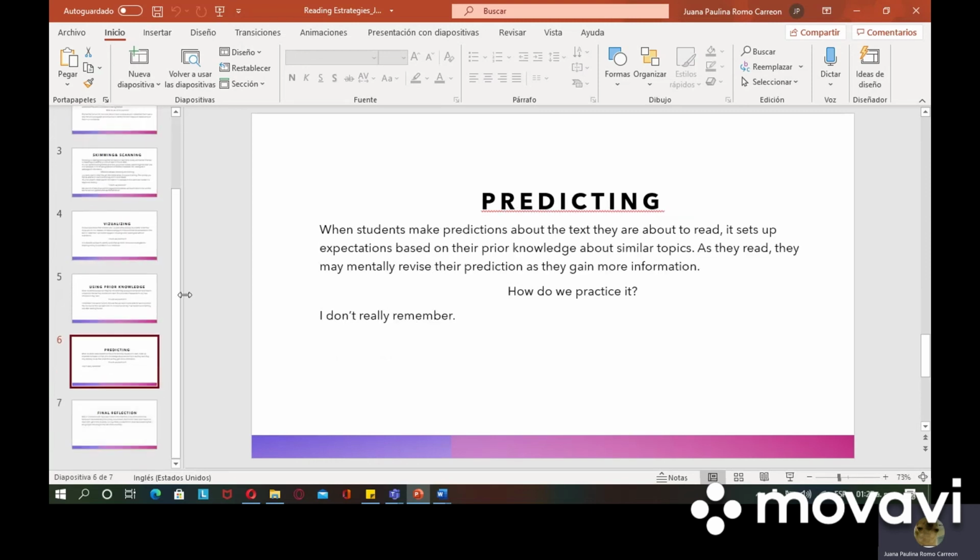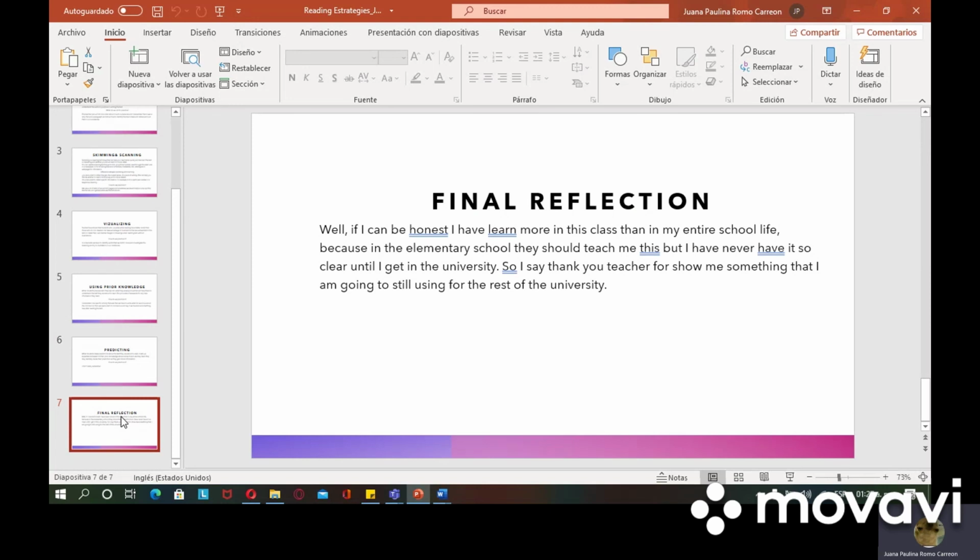But yeah, the next thing is predicting. And like I say here, I don't remember how we used this. And the last thing I have here is to write a little reflection. And that's what I said at first, that I think this is the first time that I have seen and understood all these reading strategies in my entire school life.